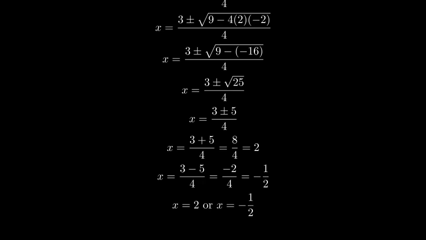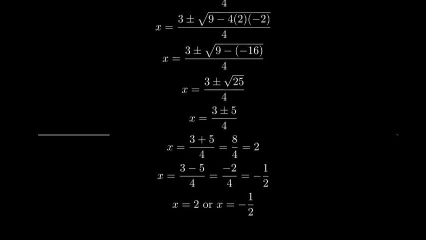Let's verify these solutions by graphing the quadratic function. Here's the graph of y equals 2x squared minus 3x minus 2. Notice how the graph crosses the x-axis at x equals negative 1/2 and x equals 2, confirming our solutions.